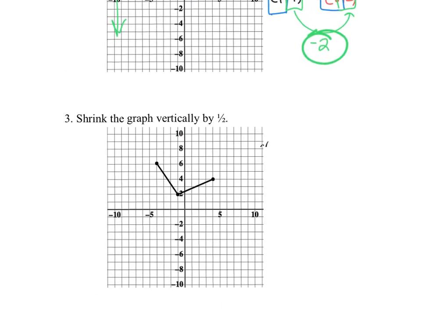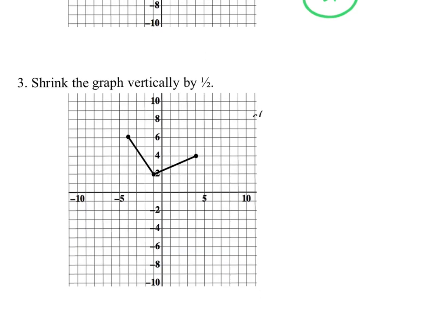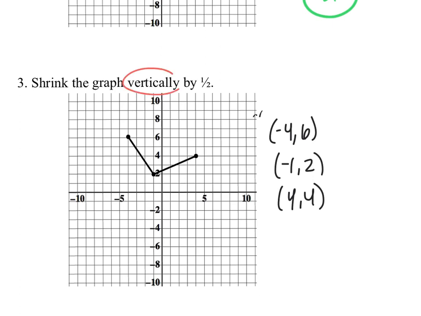Now the next one was probably the trickiest. Again, we start with the same points. And now it said, shrink the graph vertically by half. So the first thing we have to digest is, what does it mean to be vertical? So if I look, which axis is the vertical axis? It's our y-axis.